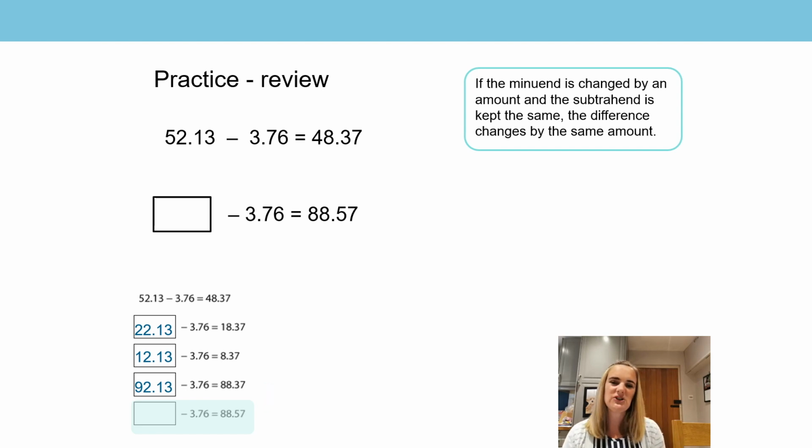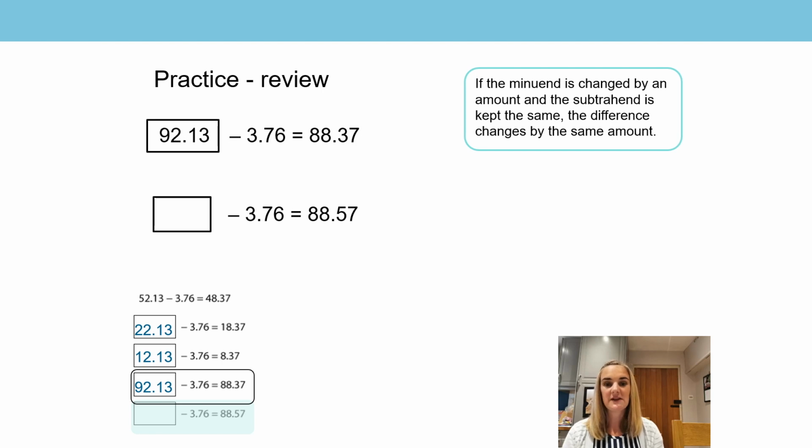So I'm not going to use the original calculation to help me to do this. I'm going to get rid of that and instead I'm going to use the 92.13 subtract 3.76 equals 88.37 to make my connections. So what do we notice? Yeah, the subtrahend stayed the same. What's happened to the difference this time? That's right, it's increased by 2/10. So therefore our minuend also has to increase by 2/10 or 0.2. So we get, brilliant, 92.33. Well done.